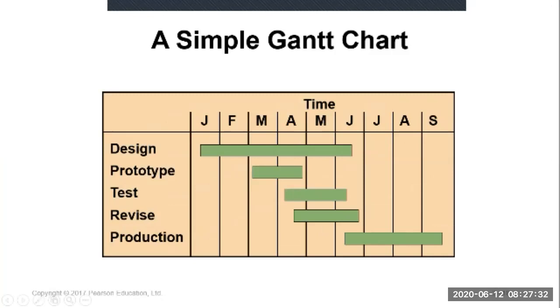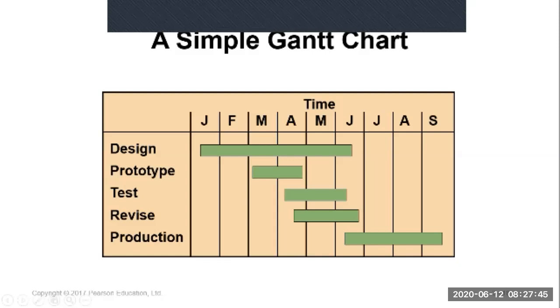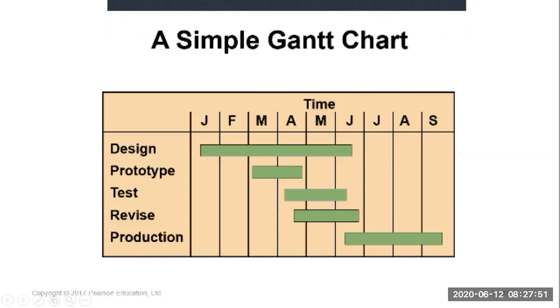So you know when you can start each activity. You can start the design in January, and it's expected to complete in June. The prototype you can start in March and complete at the end of April. So this is the Gantt chart to explain the duration of each activity.